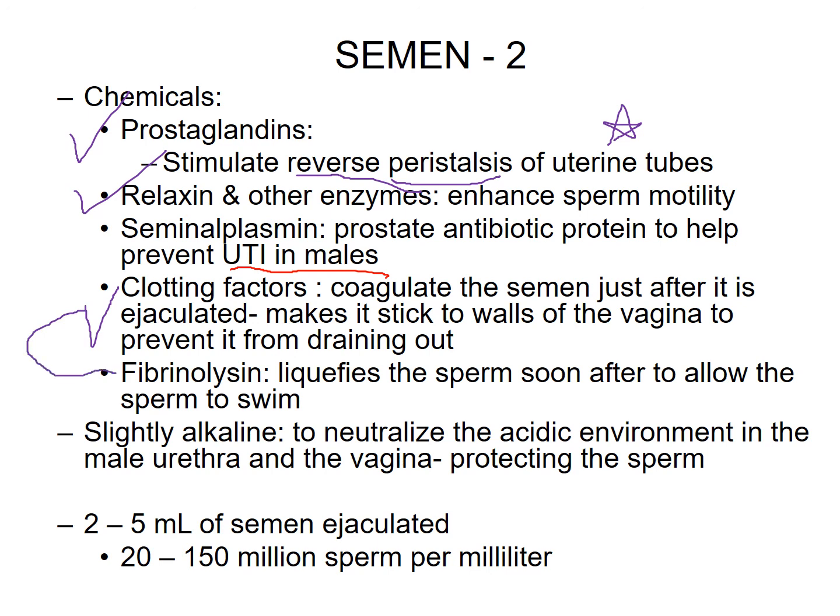And what starts breaking it down is an enzyme called fibrinolysin, along with other ingredients from the seminal vesicles. Basically, it helps break down the clot. And important to note here, the semen is slightly alkaline.